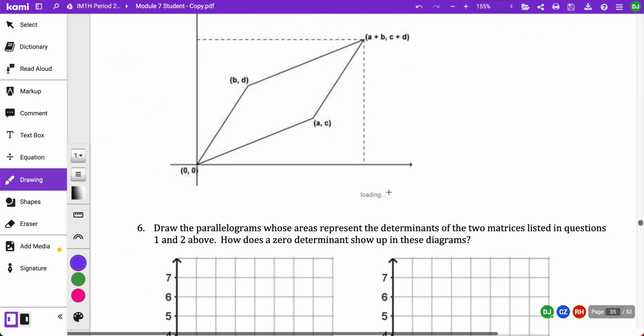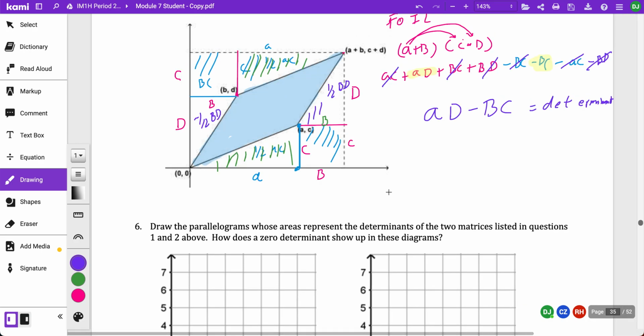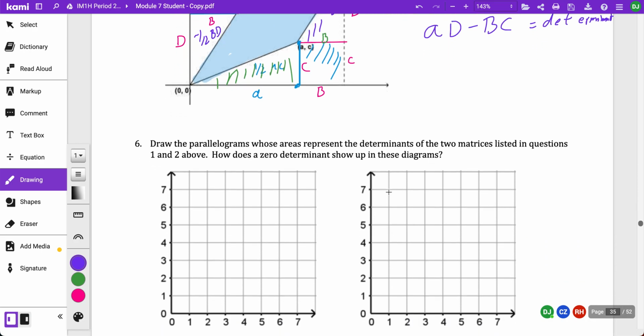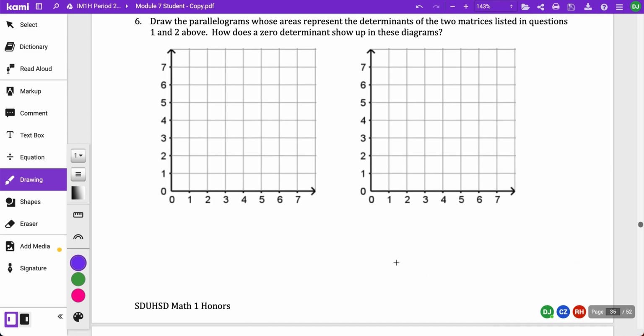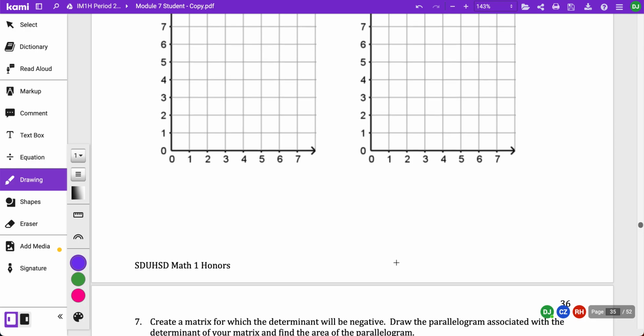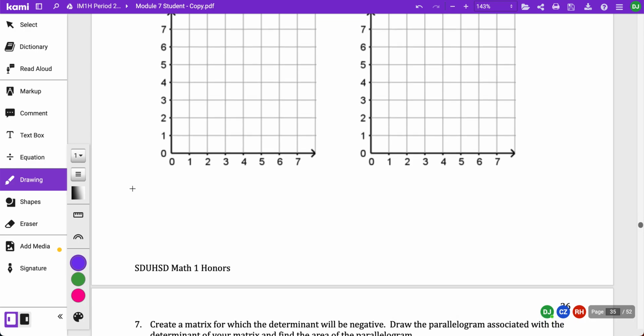So now what we're going to do, draw a parallelogram whose area represents the determinant of the two matrices listed in the questions above. So if we looked at this, we had two matrices. We're going to define these matrices. The first one, well, let me go ahead and write it. It was 5, 1, 6, 2. This was my matrix.